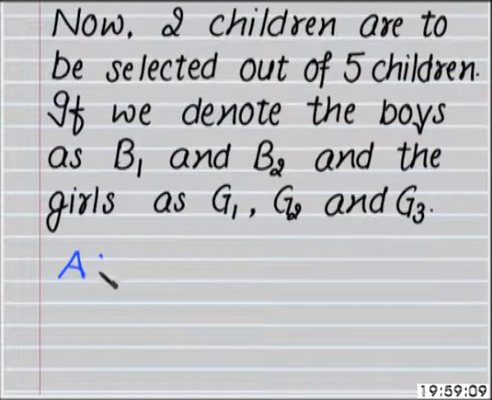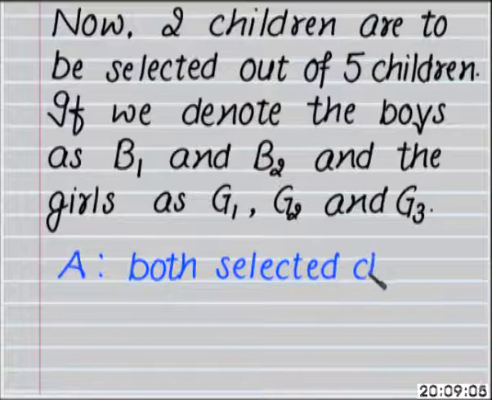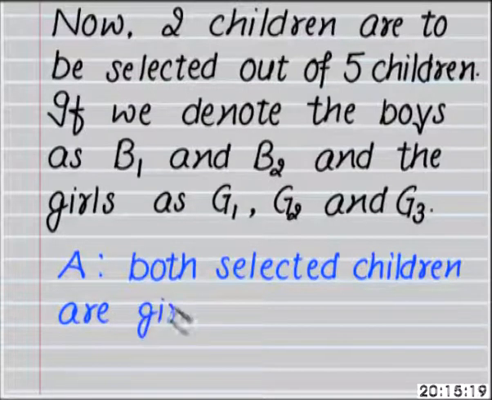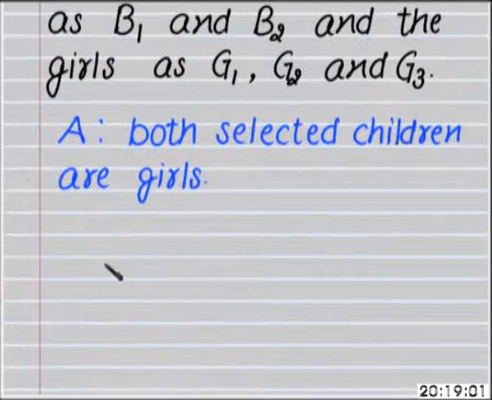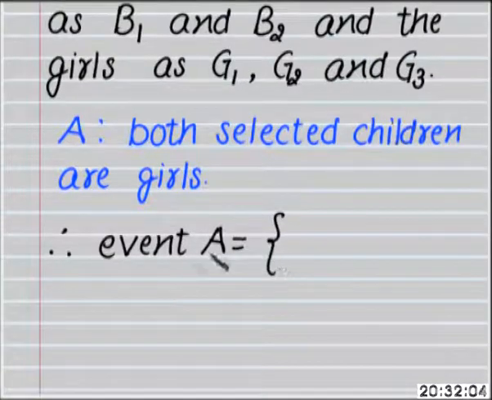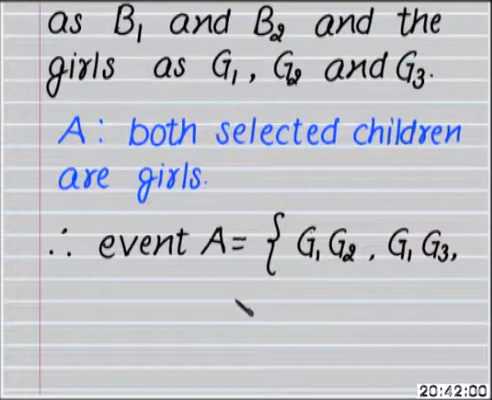Then for the event A, such that both selected children are girls, therefore event A is equal to the set with outcomes as G1 G2, G1 G3 and G2 G3.